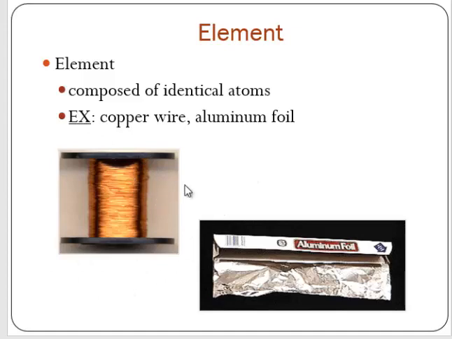So we got this nice cool copper wire here that has been drawn around here. And another example is aluminum foil. If we even broke this aluminum foil down and took a super, super strong, powerful microscope and saw the atoms in between them, all of those atoms would be just aluminum, nothing but aluminum atoms, all bound together. And so that's what makes this type of matter a pure element.